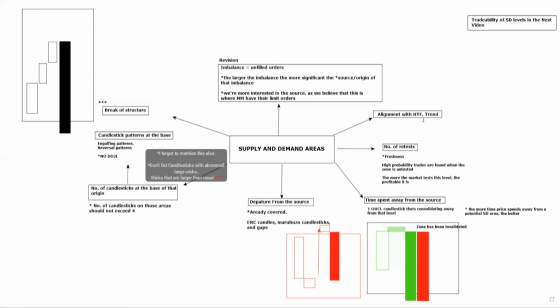An alignment with the higher time frame just means that if you're in an uptrend, demand areas are the ones that should be of interest. Doesn't necessarily mean that the supply areas won't be profitable, but yeah, this is for tradability. This goes hand in hand with tradability and not necessarily identifying it, right? With all this, let's go to a live chart.